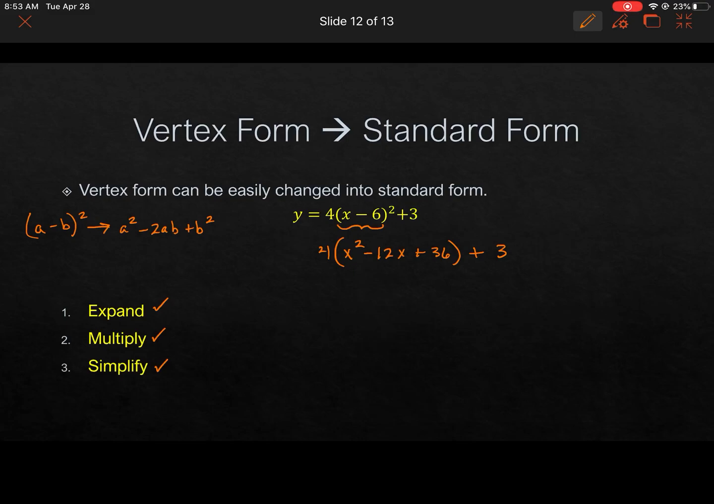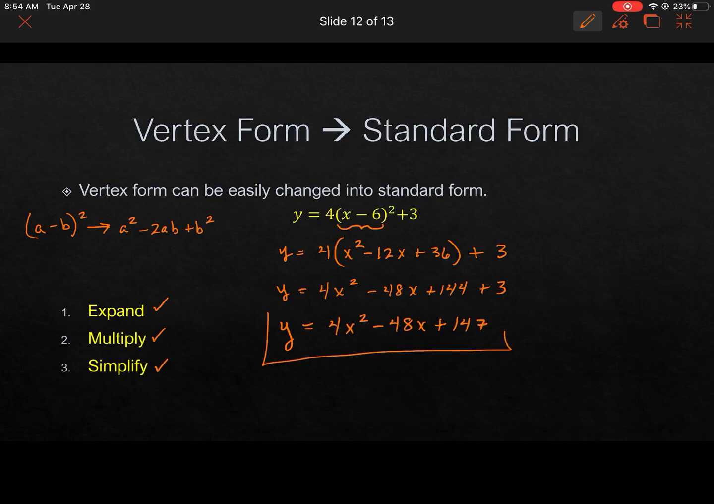Okay, so that's what we mean by expand. Then we're going to multiply 4 times all that stuff, so 4x squared minus 48x, and 36 times 4 is 144. And then we're going to add 3. Remember, this is y equals. So we're going to add 3 to this, so this is what I mean by simplify. So my standard form of this same equation is 4x squared minus 48x plus 147. Okay, so that's expanded into standard form.